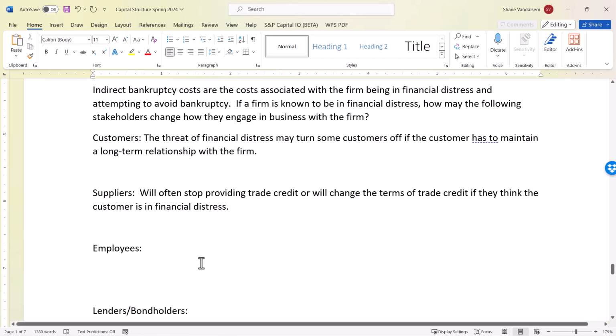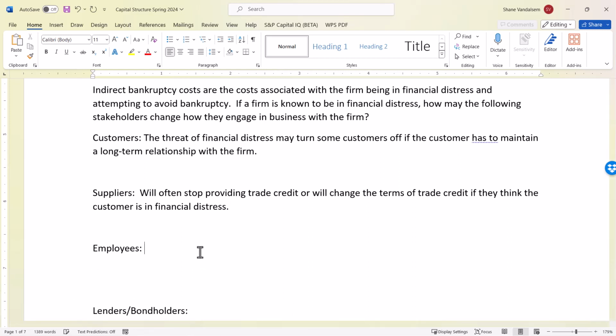Employees. So think about it. If you're an employee of a company and it's starting to have financial problems, hopefully you're still getting paid without any problems. But it's going to be harder and more expensive for the firm to attract talented employees if it looks like the firm might be going under.